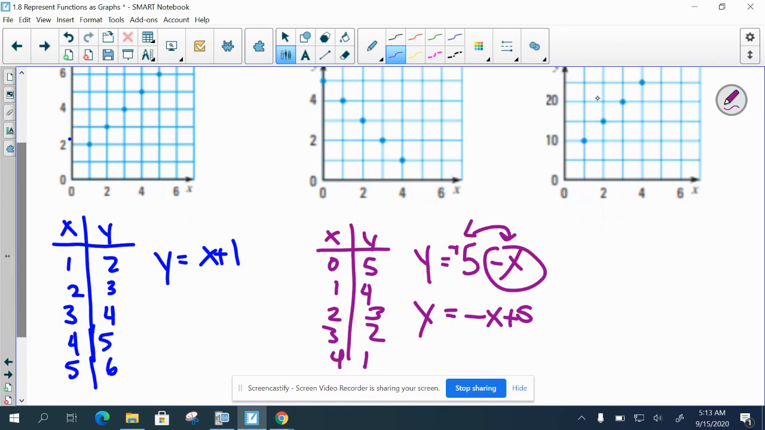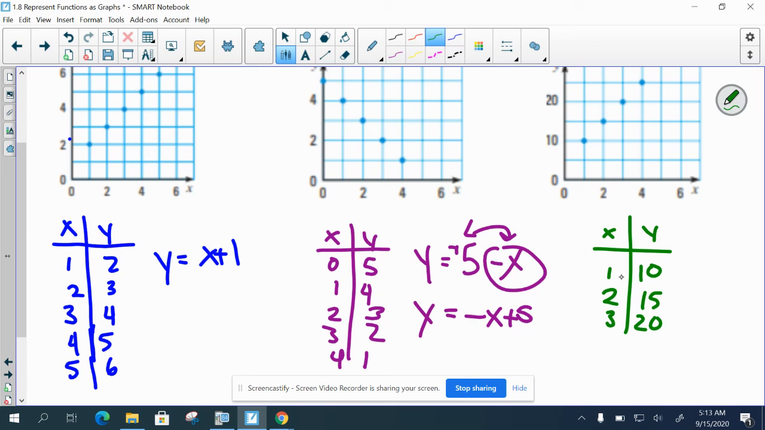And then part C. So let's make our table so we can get a better idea of the numbers. 1, 10, 2, 15, 3, 20, and 4, 25. All right.